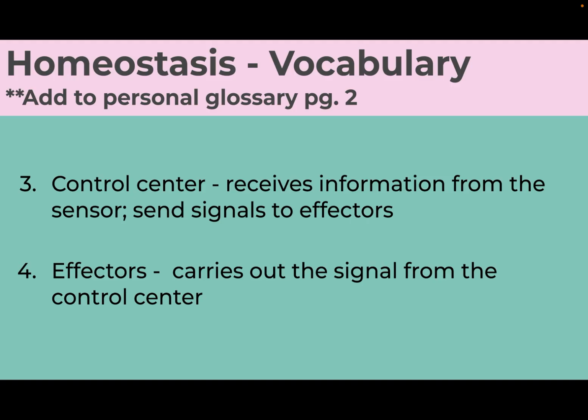Next we have the control center. The control center is going to receive information from the sensor and then send signals to effectors. And then lastly, the effector. That's the thing that's actually going to carry out the signal from the control center.